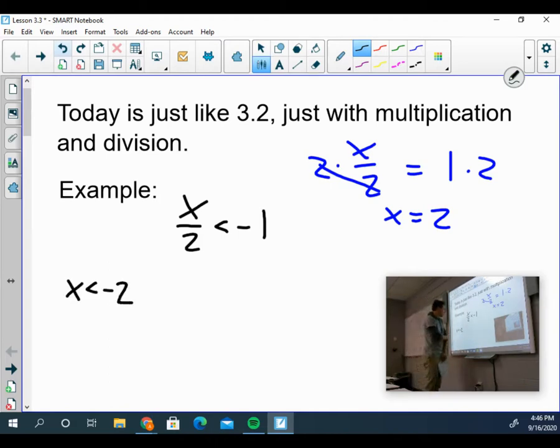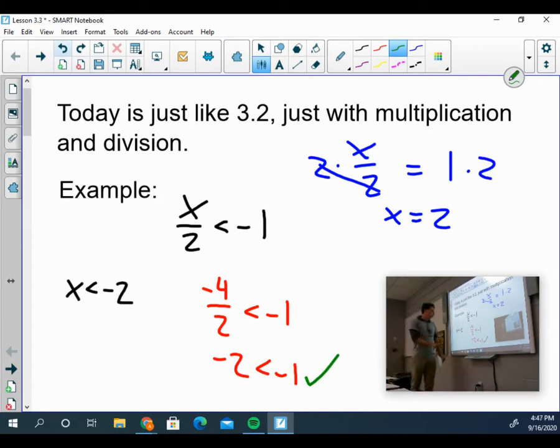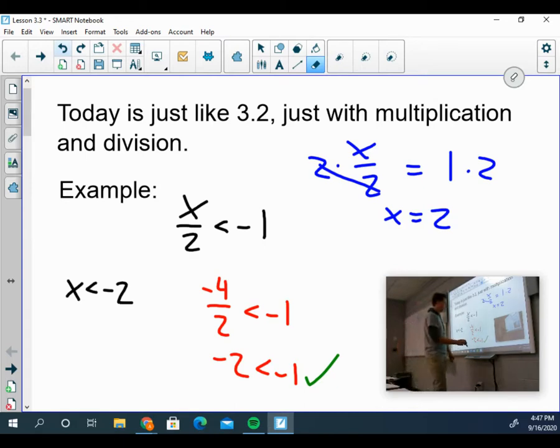So my solution was x is less than negative 2. What that means is if I plug in any number less than negative 2, like negative 4, for example, it should verify my inequality. Negative 4 divided by 2 is negative 2, which is in fact less than negative 1. Again, great way to check your work. Whatever you end up with, like x is less than negative 2, plug it back into the original or test some examples of that in the original inequality, see if it stays true.